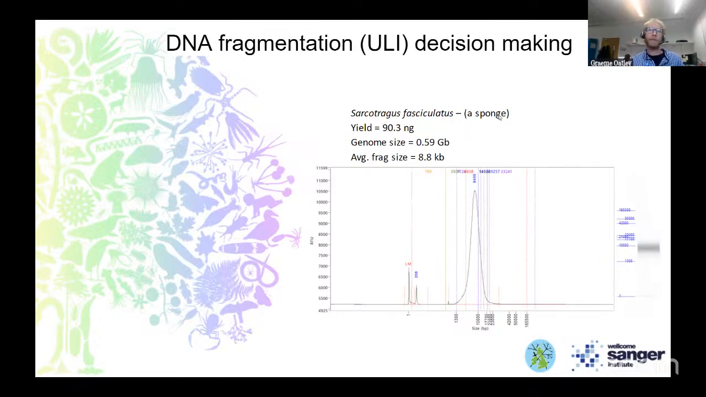And here we have another sponge, and again, a really good looking profile. The mode sitting at 8.5 kb, with the average fragment size of 8.8 kb. And the yield for ULI is sitting at 90. So that's a good amount of DNA that we can put forward for sequencing. You'll notice there's a sort of peak near the lower marker of the Femto report at 206 kb, but that will be size selected away during the library prep phase. So all in all, something that would definitely pass into DNA sequencing.